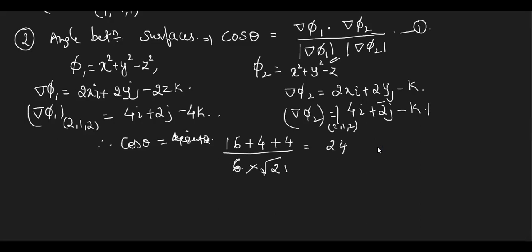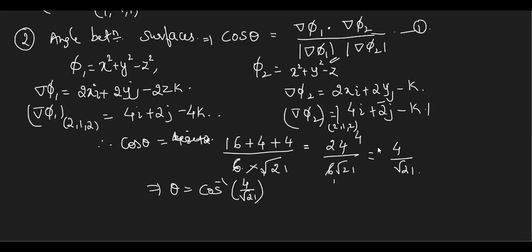What is the answer? This is 4 by root 24 divided by 6 root 21. What can we cancel? 4 by root 21. Or better, write the answer like this: cos theta is not the angle, theta is the angle. So what is your final answer? Theta equals cos inverse of 4 by root 21. Clear? Yes, ma'am.